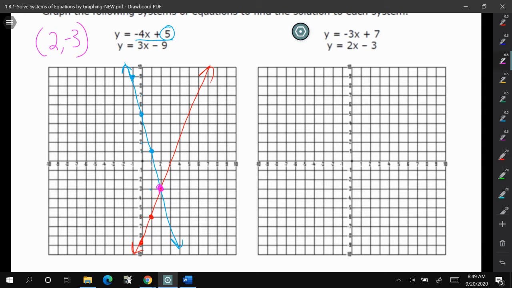It is important that when you graph these that you are precise, because if your lines are not straight, then your intersection point might be a little bit off, and you get the wrong answer.